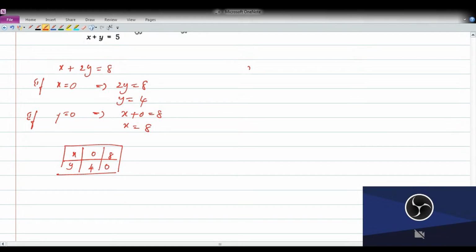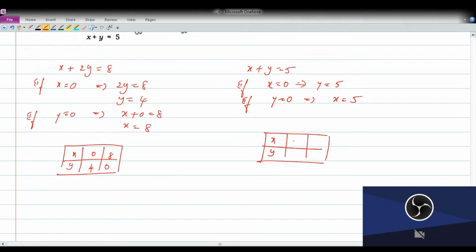Next, similarly another equation is given, x plus y is equal to 5. If x is equal to 0 here, we will get y is equal to 5. If y is equal to 0, this implies x will become 5. So now let us write the solution table for this. So 0, 5 and 5, 0 is the solution.